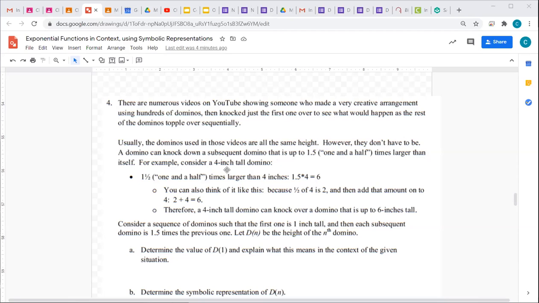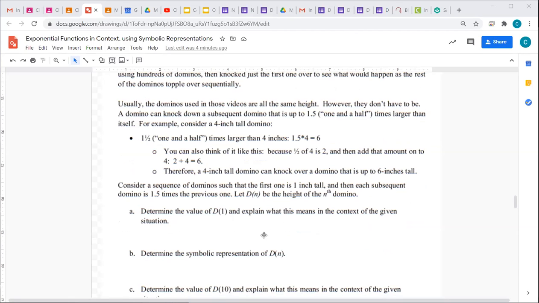For example, consider a 4-inch tall domino. 1.5 times larger than 4 inches is 1.5 times 4, which is 6. You can also think of it like this. Because half of 4 is 2, then you add the amount onto 4. 2 plus 4 equals 6. Therefore, a 4-inch tall domino can knock over a domino that's up to 6 inches tall. Consider a sequence of dominoes such that the first one is 1 inch tall and each subsequent domino is 1.5 times the previous one. Let d of n be the height of the nth domino.